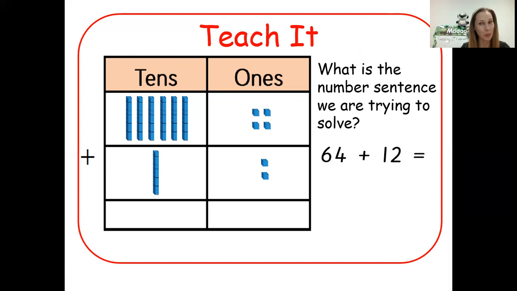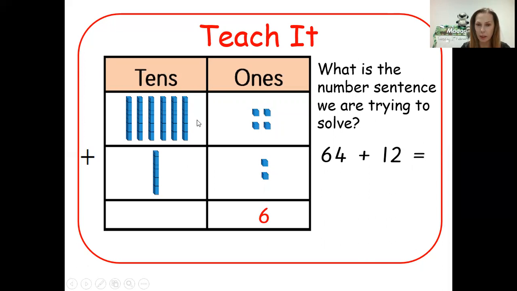Yeah, I was right. Were you right? Okay, so 64 add 12. Remember what we're going to start with this time? The ones. So we've got 4 add 2. I know 4 add 2 is 6, but if you don't, you can count them. So you can count 4, 5, 6.